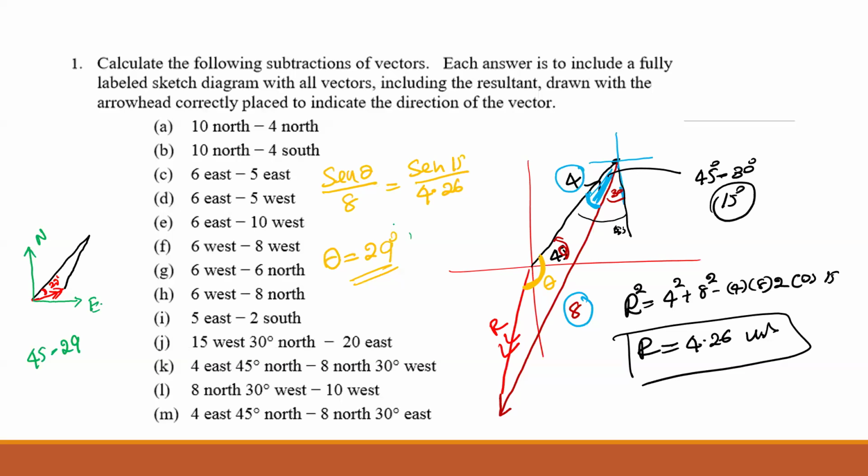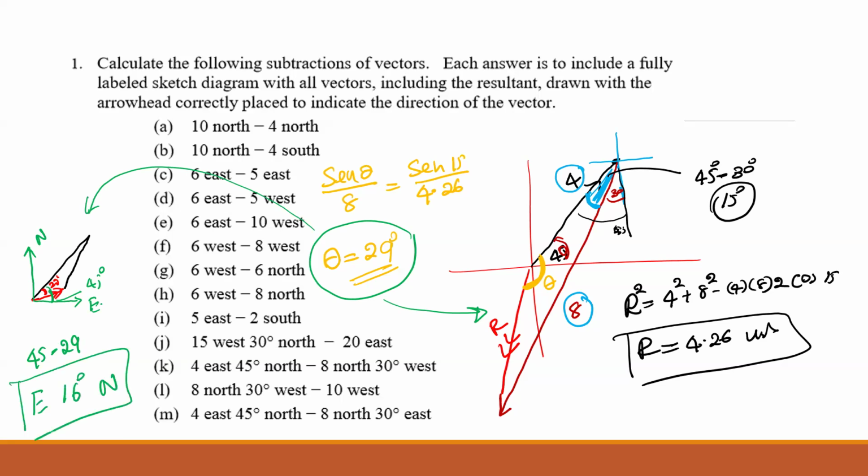This theta we got as 29. So the shape of your vector triangle can't be this. It should be like this because this angle is 29. And also this is 45. We already know this one is 45. So we need to minus the 29 from the 45 to find out from east to north. That's 16 degrees. Yes, so it is only 16 degrees from east to north. So east 16 north. East to north 16, yes.